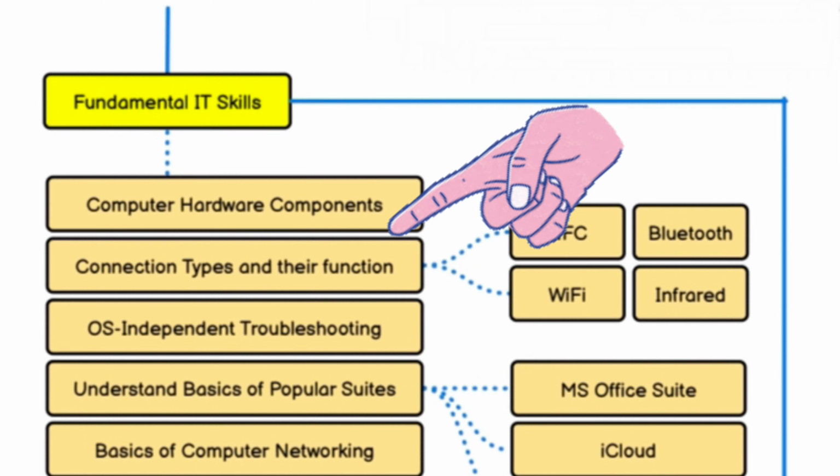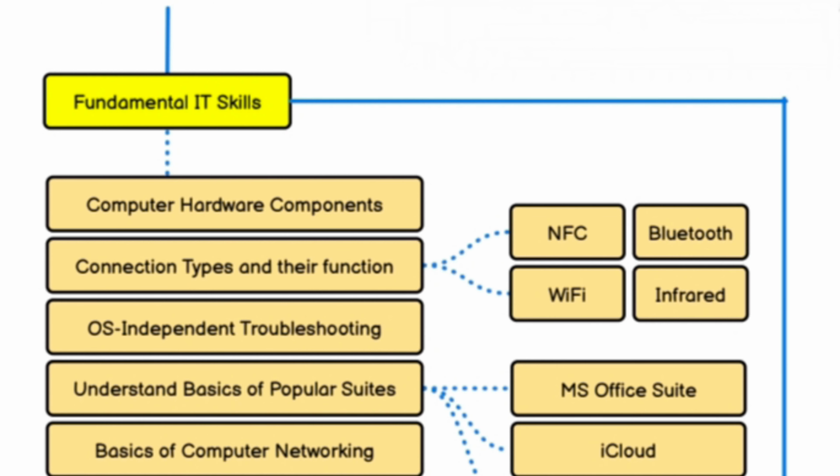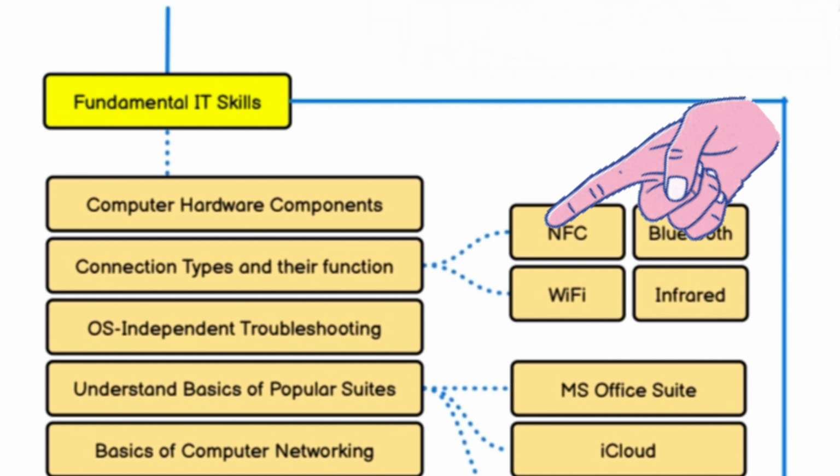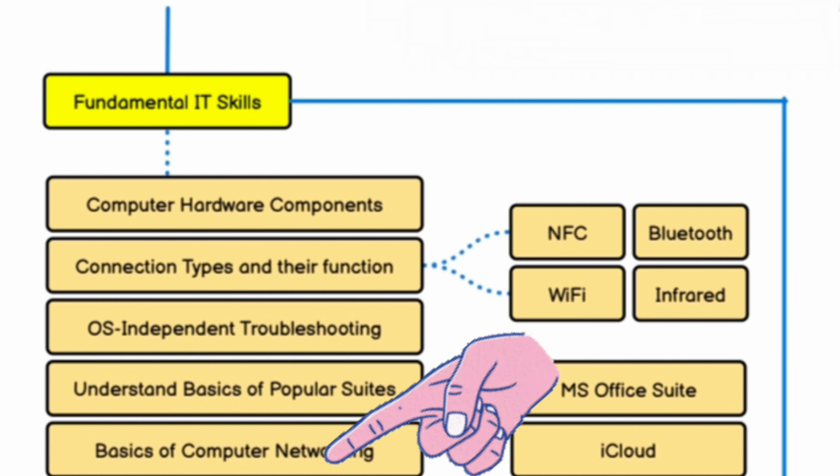How to become a hacker? Part 1. First, you have to know about connection types and their functions: NFC, near-field communication, and Wi-Fi connection, and the whole cloud system. You see here all on screen.